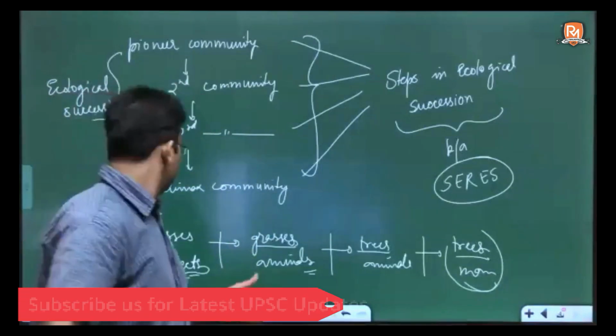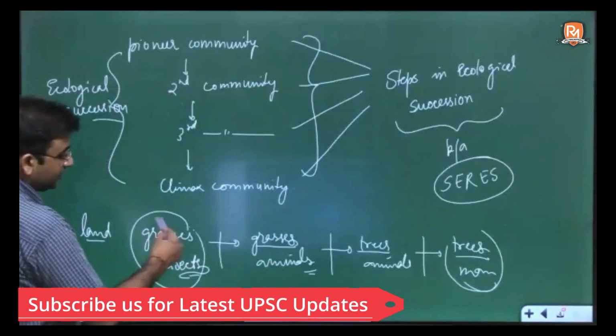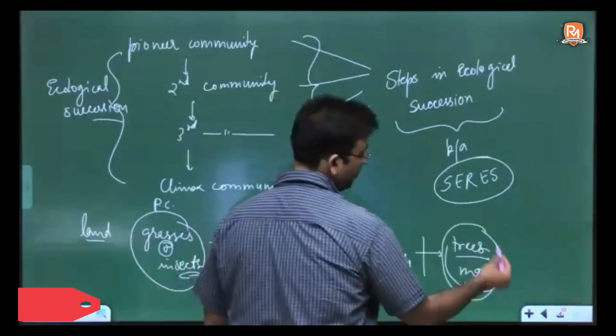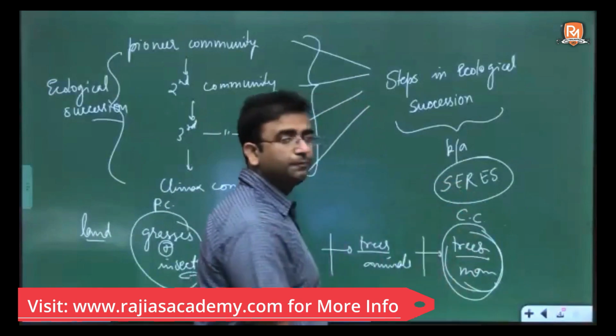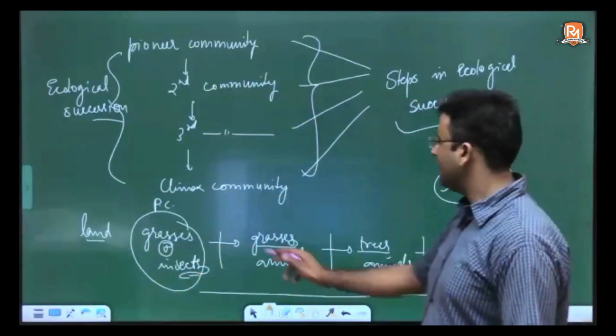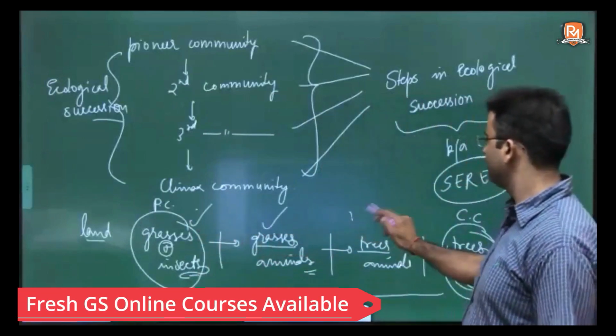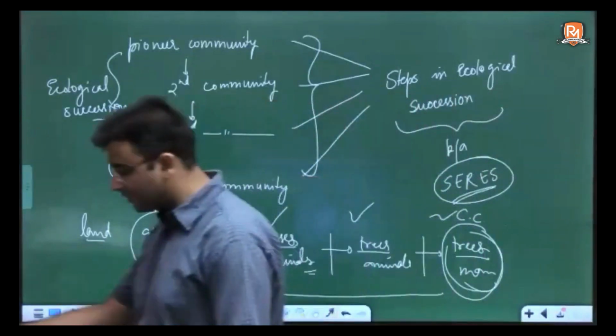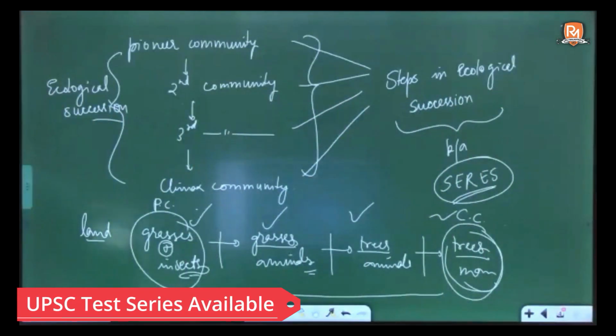So grasses and insects become the pioneer community, and trees and men become the climax community. And this sequence is known as ecological succession, and these individual steps are known as series.